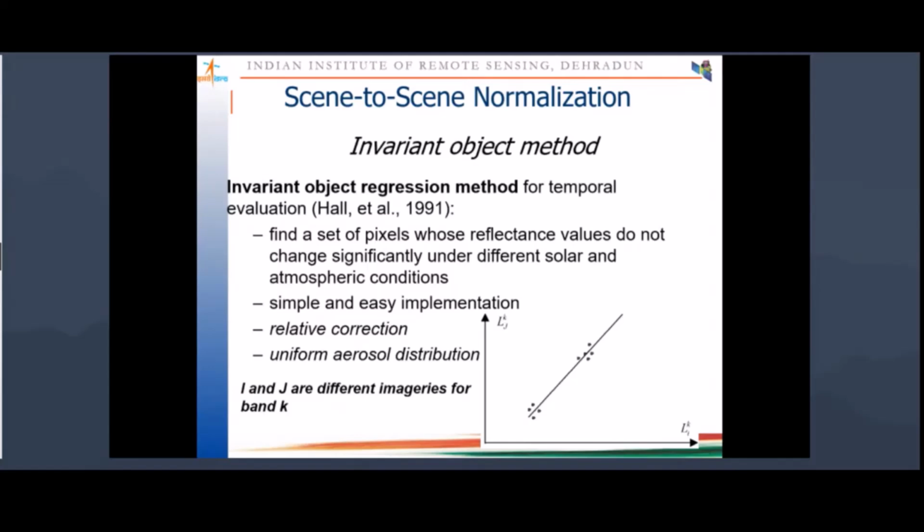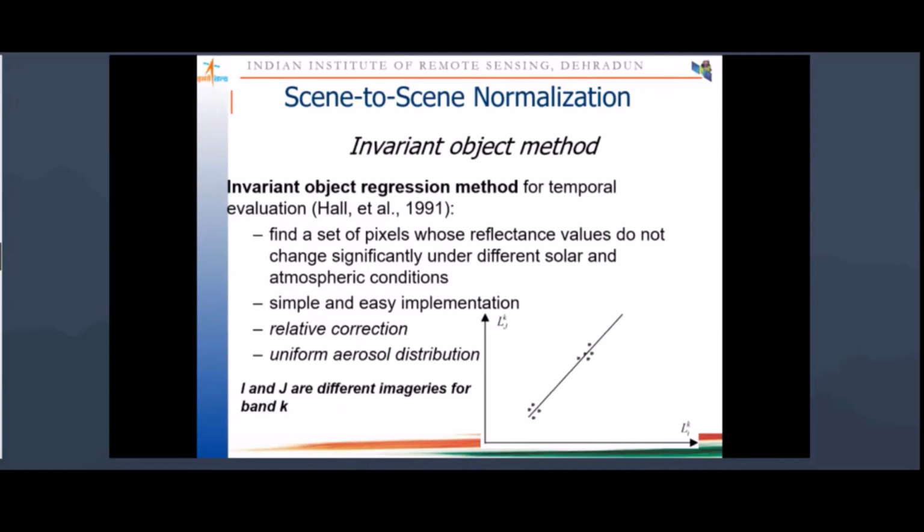So if this is the condition, then you'll see that the histogram of the hazy image will be stretched towards higher DN values. So what you do is, you try to take it back. You try to match the histogram of the hazy image with the histogram of the non-hazy image. This method can be applied on a single scene also.